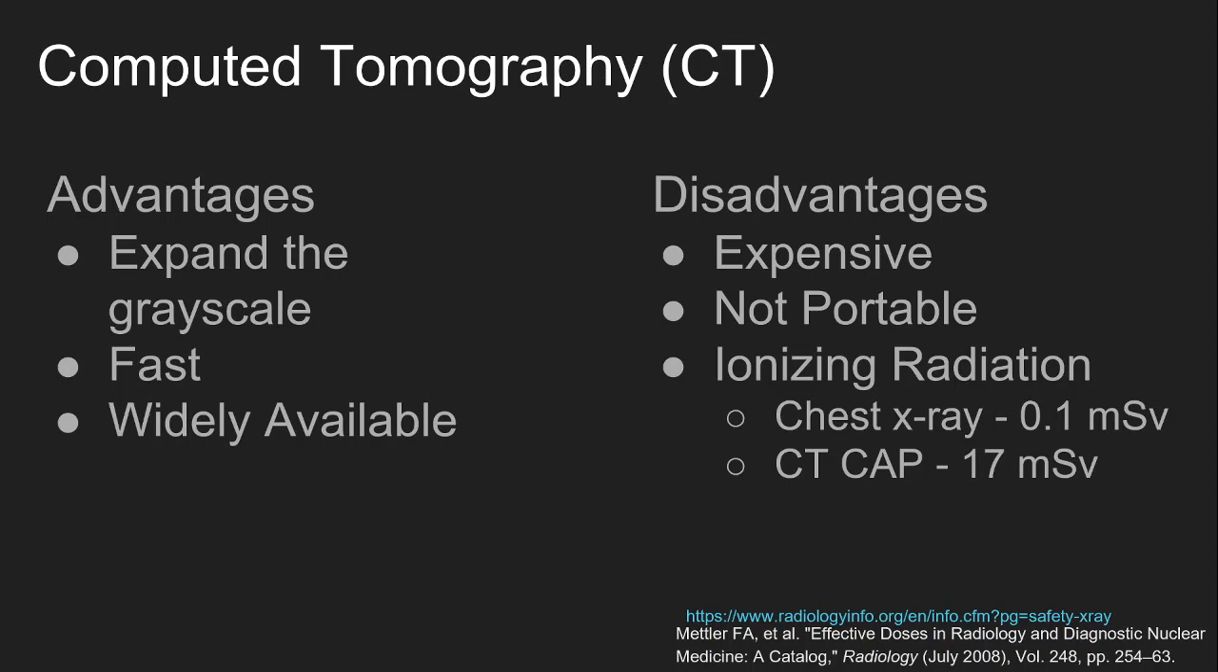As an example, the effective dose of radiation from a chest X-ray is 0.1 millisievert, compared to a CT chest, abdomen, and pelvis, which is 17 millisievert of exposure. This means that in terms of effective dose, one CT chest, abdomen, and pelvis is equivalent to getting 170 chest X-rays.